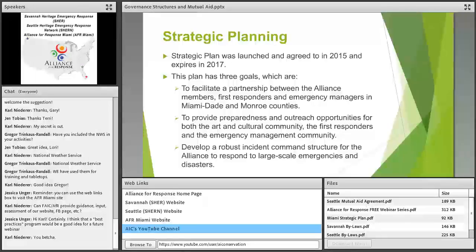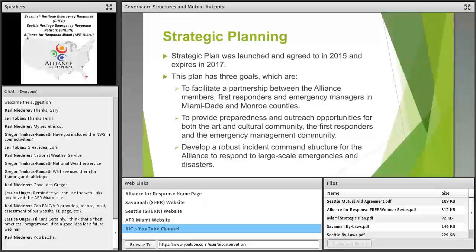The overall goals for that plan were to facilitate a partnership between the Alliance members, first responders, and emergency managers in Miami-Dade and Monroe counties. And we're working right now on expanding that because South Florida also includes Broward County and Palm Beach County, which are to the north of us. So we'll be working to get them on board and have them play more of an active role. And then provide preparedness and outreach opportunities for both the art and cultural community. And a lot of that is done through our existing program for emergency management.